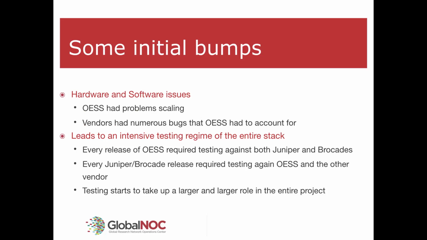And we also found that we had numerous vendor bugs that we had to account for. And this really led to an intensive testing regime of the entire stack. Every OESS release required us to test against both Juniper and Brocade versions of what we were running in production. And then every Juniper and Brocade hardware version required us to also do all that same testing again. So we were basically constantly testing.